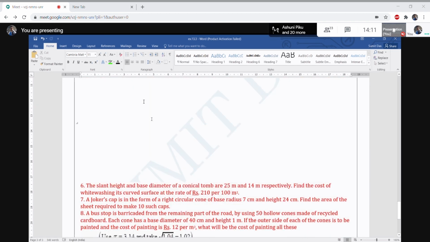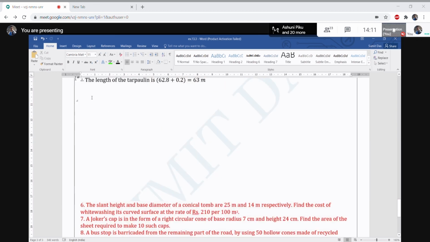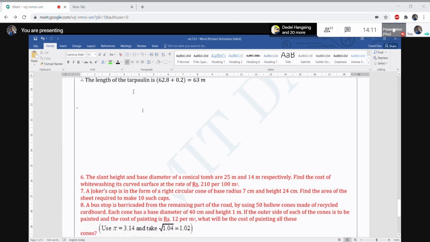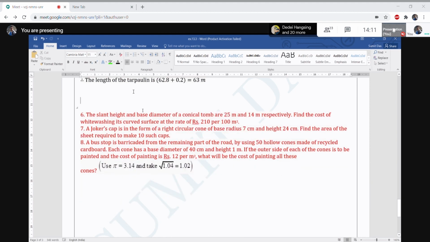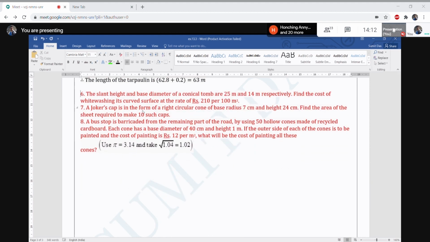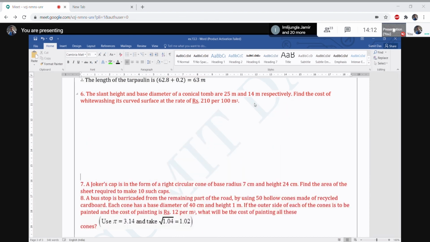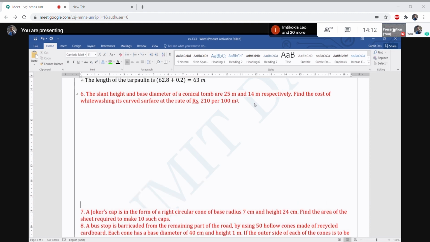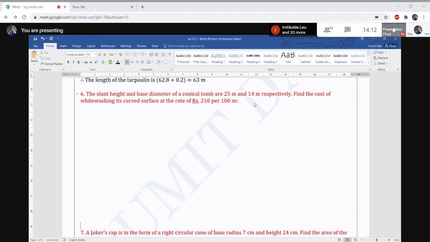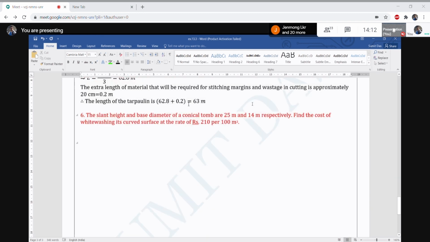Okay, fine. Then question number 6. Let's do question number 6. Question number 6 says the slant height and the base diameter of a conical tomb are given. Find the cost of whitewashing its curved surface area at the rate of rupees 210 per 100 meter square. So slant height and base diameter are given, find the cost of whitewashing. This is a very easy question.